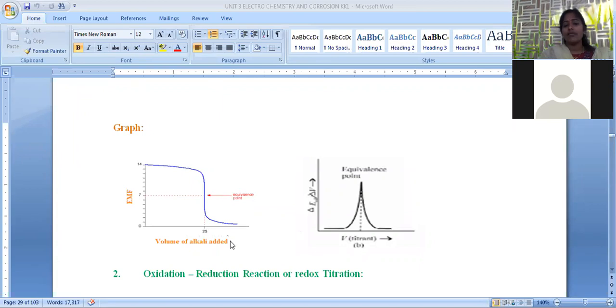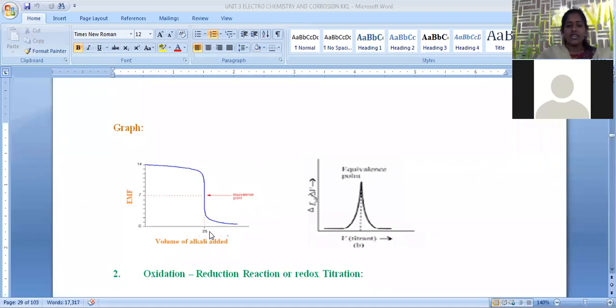Let us consider that the M1 V1 terms belong to the acid and the M2 V2 terms belong to the alkali or base. M1 is what we are going to determine, the HCl concentration. Then M1 is equal to M2 V2 by V1, so the concentration of the unknown solution is calculated. The volume of alkali required for the titration is taken from this graph.